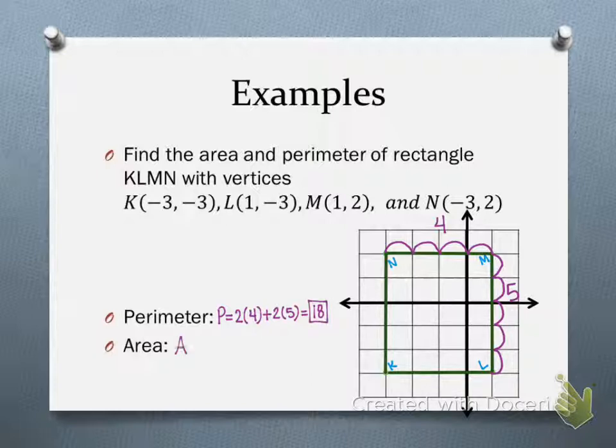Next is area. Area is the base times the height, so base is 4, height is 5. When we multiply those, we get 20.